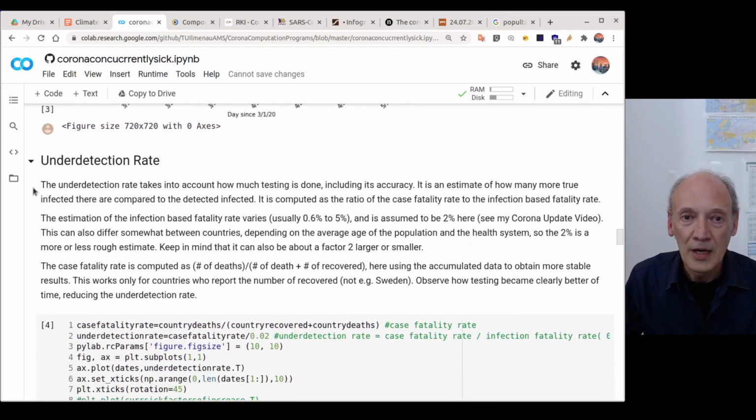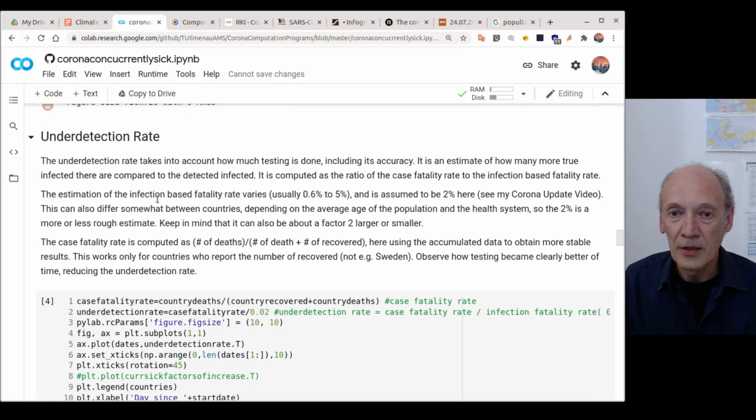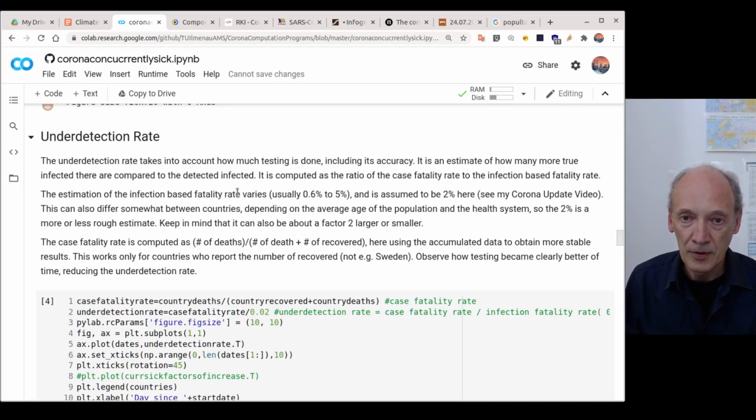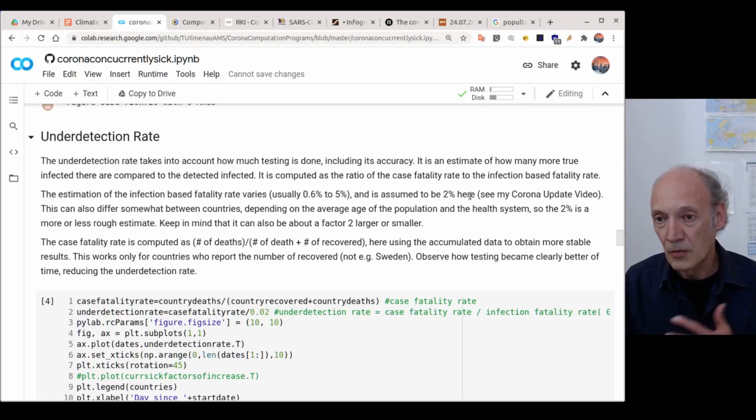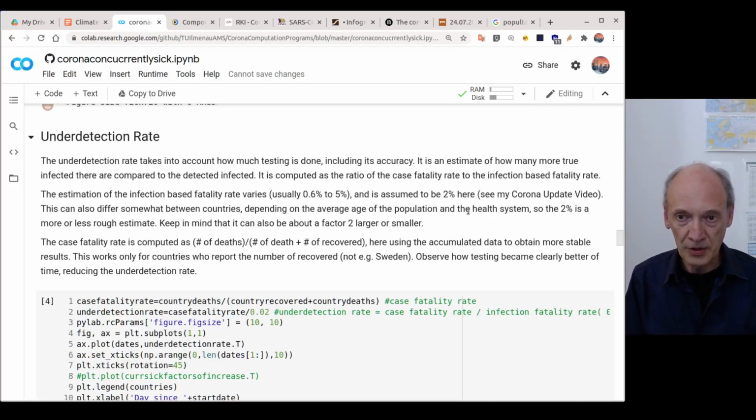Yeah, now we come to the underdetection rate. So in this plot, I compute the underdetection rate, and I assume a 2% infection fatality rate. Right? But keep in mind that can vary a lot. So I say times or divided by a factor of 2 is the accuracy here. But still, it gives us a good indication, and also, most of all, a good comparison between different countries and a development over time.